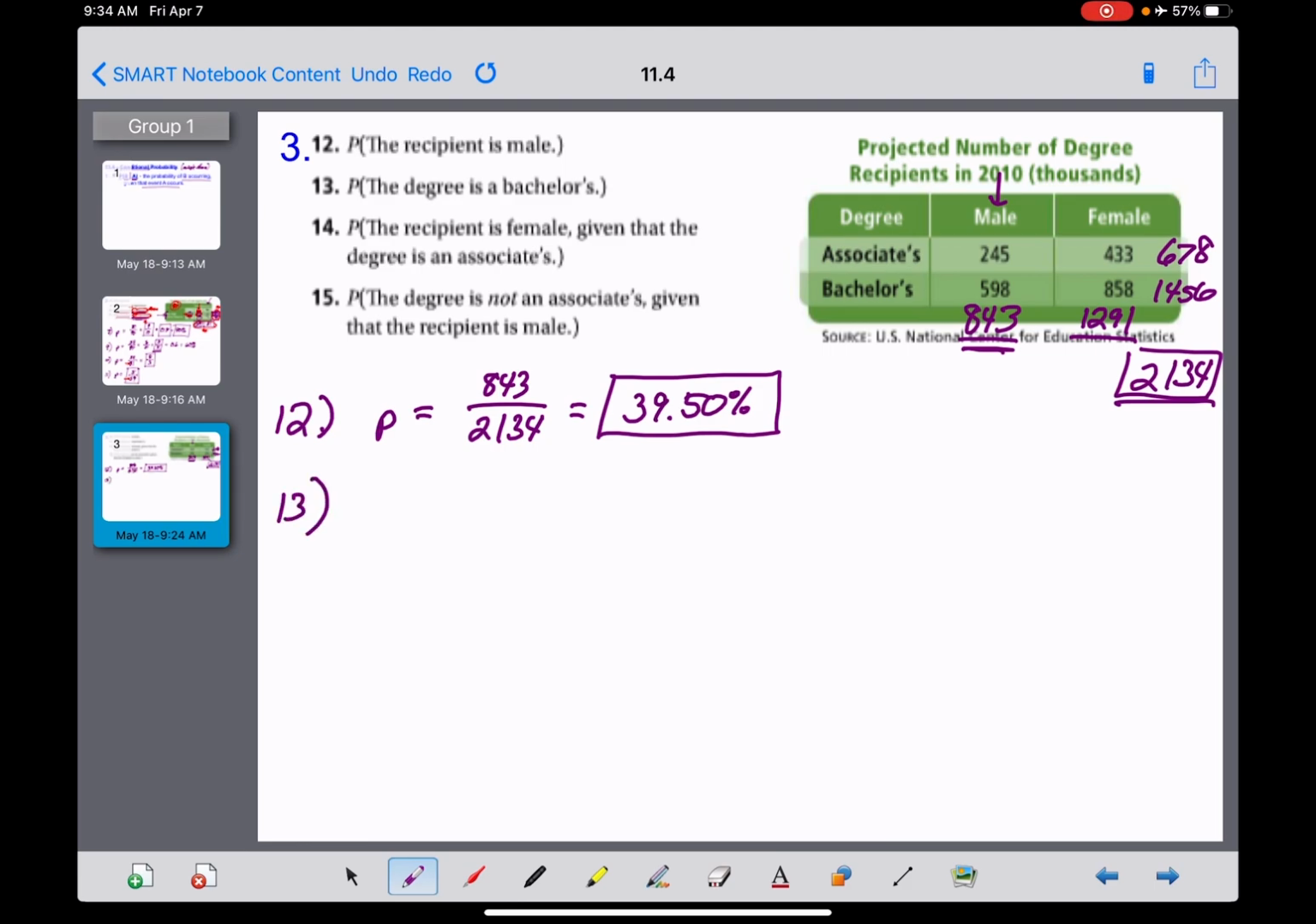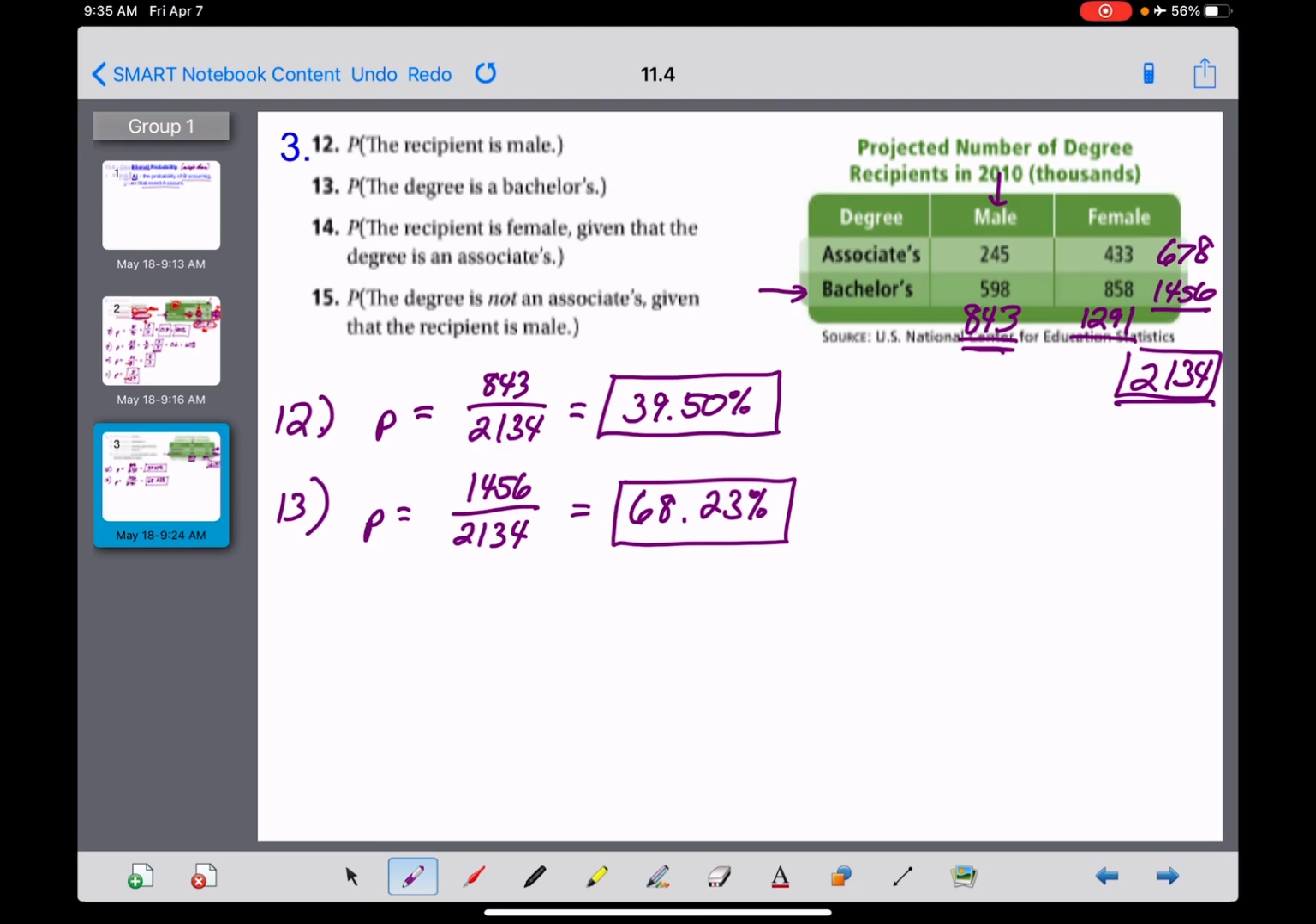Now, what's the probability that the degree given is a bachelor's degree? Okay, the total number of bachelor's degrees would come from this row of the table here, which was 1,456, out of a grand total, once again, of 2,134 degrees issued. So I'd go ahead and divide that. 1,456 divided by 2,134 gets me 68.23%. All right. So 68% of all the degrees given out were bachelor's. The rest of them would have been associate's degrees.